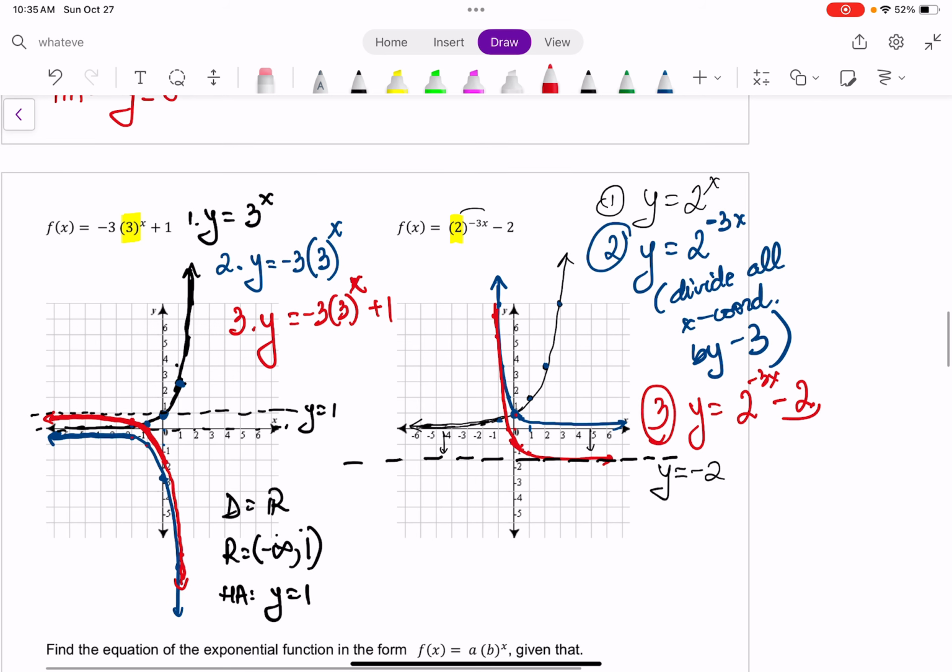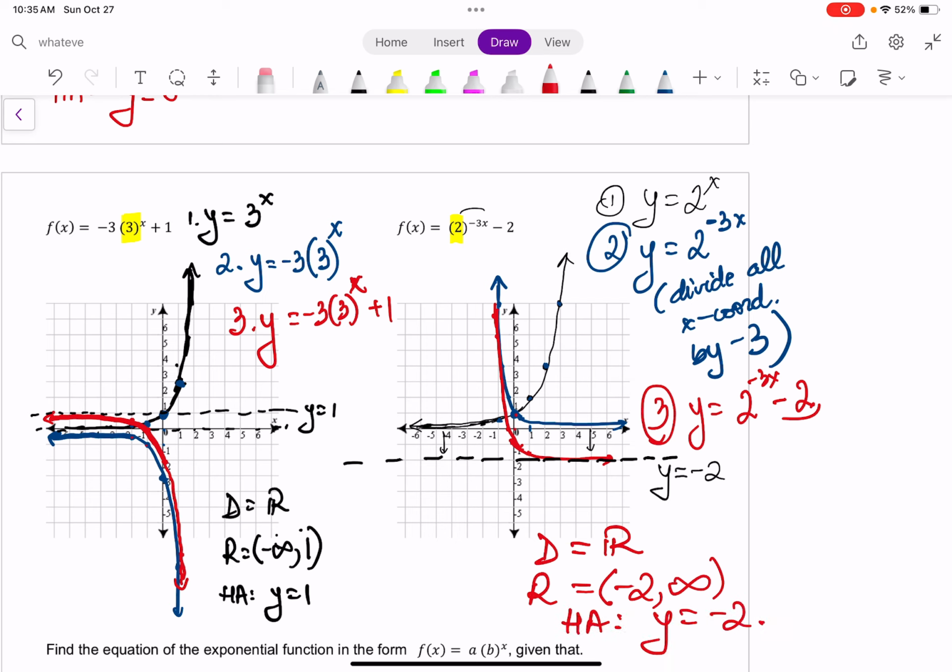So when I write domain, again, that's easy, all real numbers. Range, as you see, this graph, the red graph, is all above -2, not touching -2. So therefore, we put a parentheses and not a bracket at -2. And our horizontal asymptote is y equals -2.